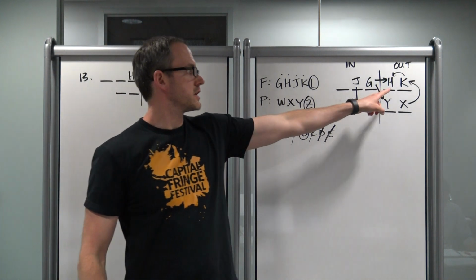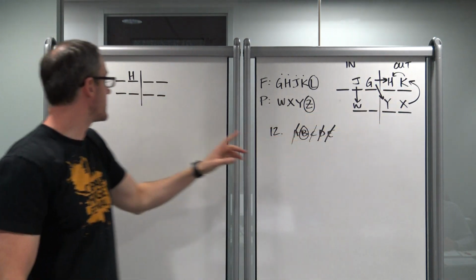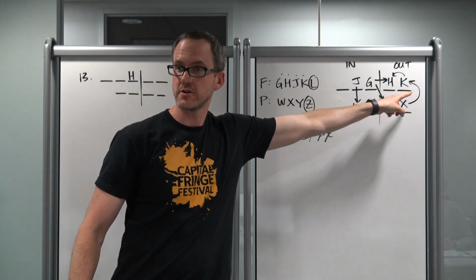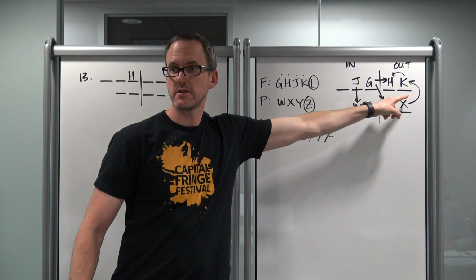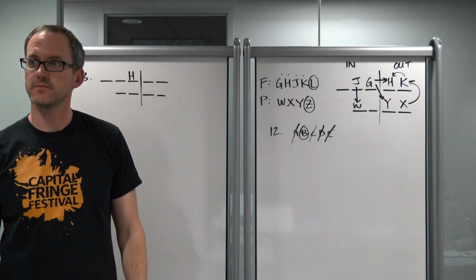Well, let's talk about this really quick here. This says if K is out, H is out, right? And right now I have H in. So could I put K out? No. What happens if K goes out? H goes out. H goes out.